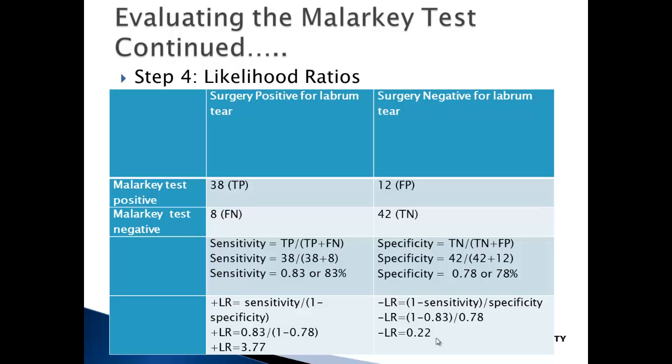So, therefore, to again summarize, a high positive likelihood ratio value indicates a high probability the test produced a true positive. And a negative likelihood ratio that is small or low indicates a high probability the test produced a true negative result.